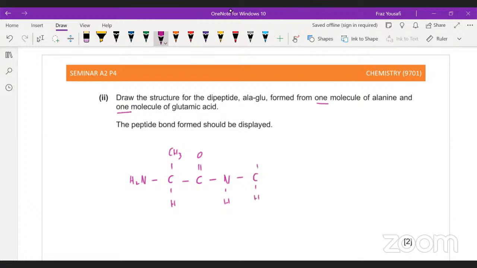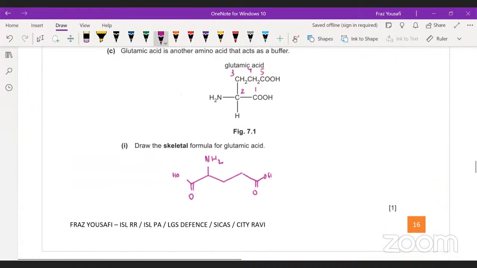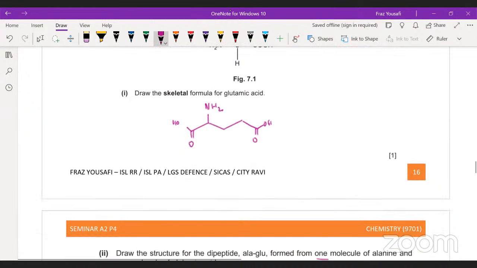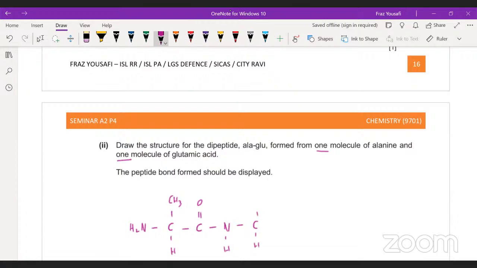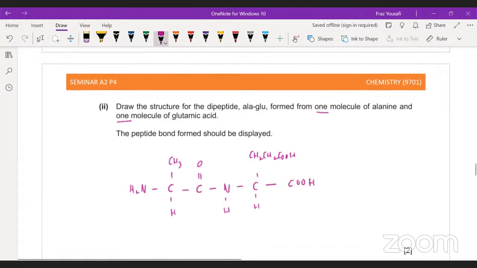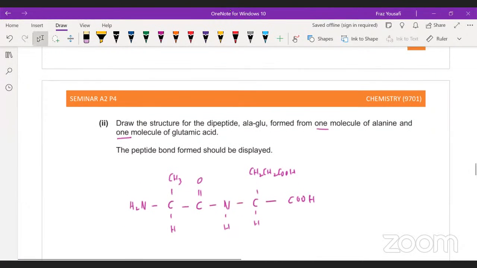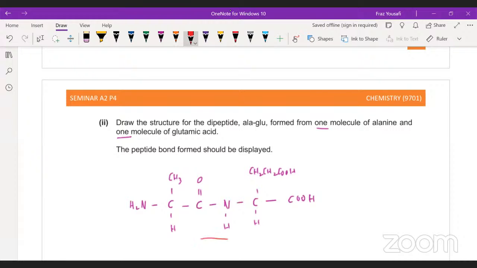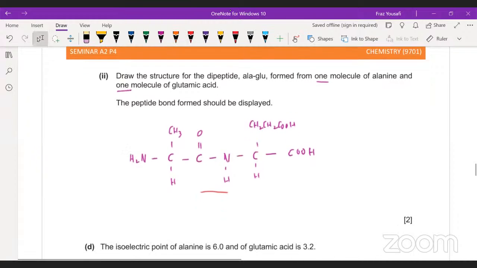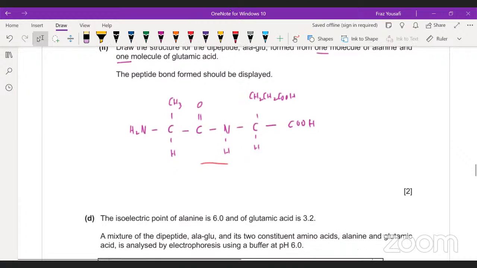Then, once again, you will show your CH. And then you will show everything else that comes up on that glutamic acid, which is CH2, CH2, COOH. And then you can either show it this way or you can draw it out in terms of displayed formula. The key is that you needed to show the peptide with the amide displayed, holding the two amino acids together.